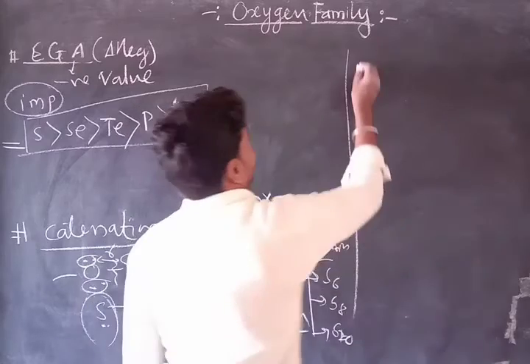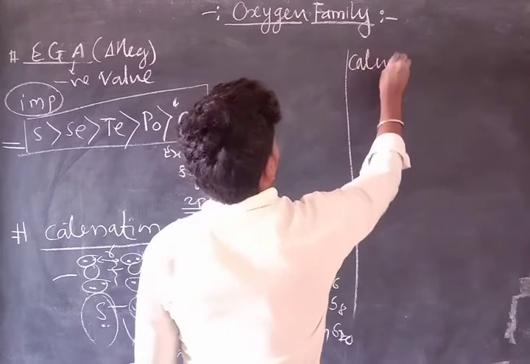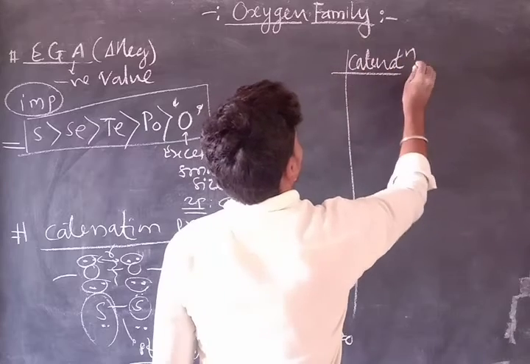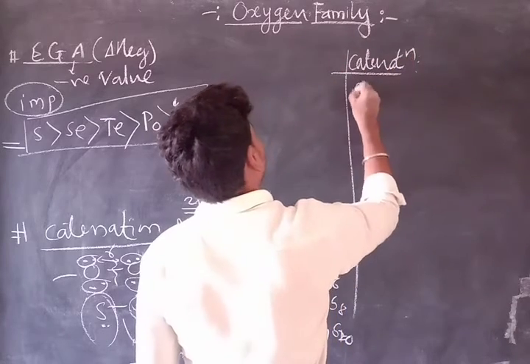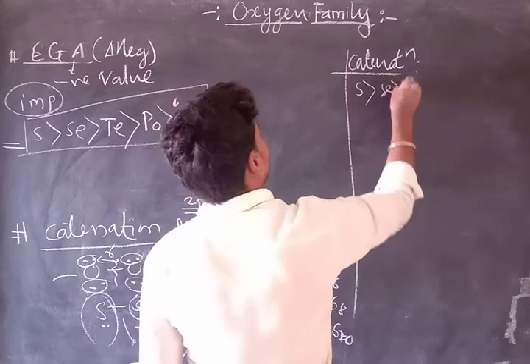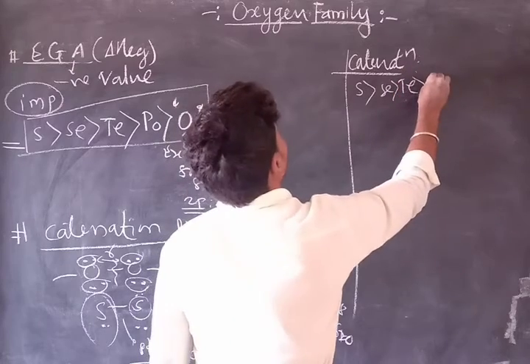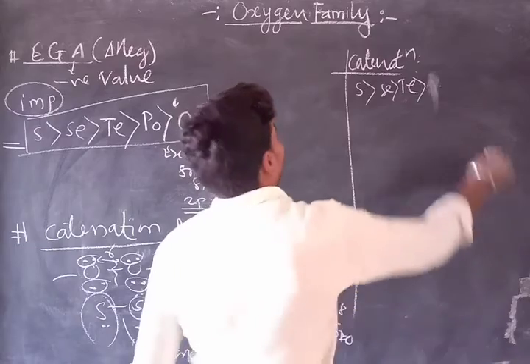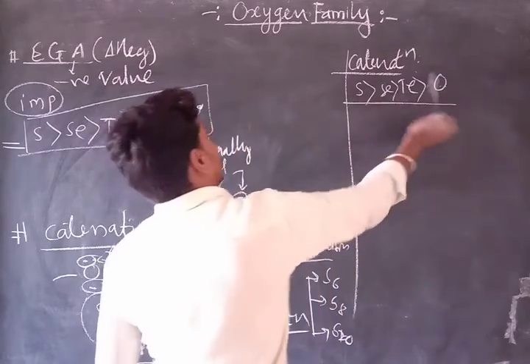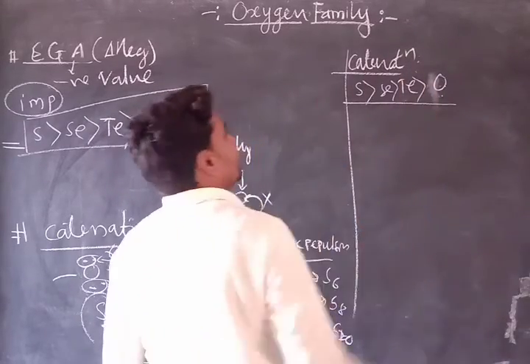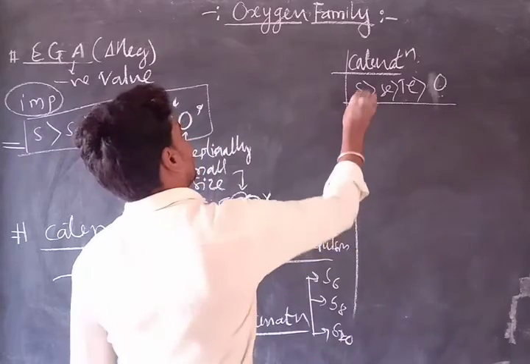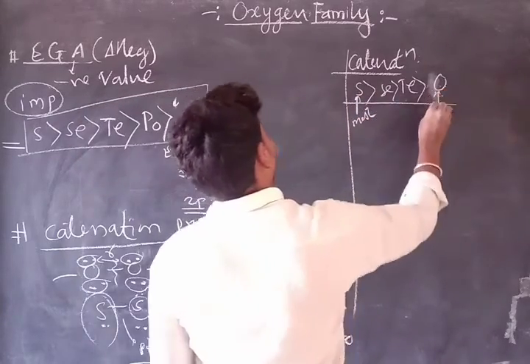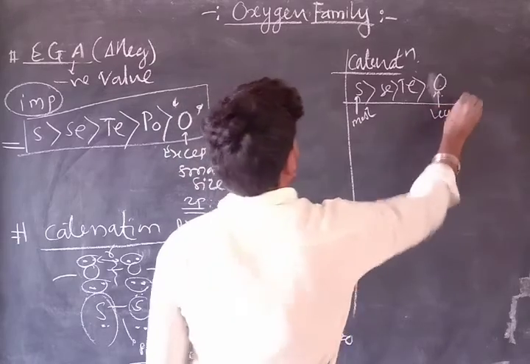So here I can simply write down the catenation tendency of the oxygen family. The most is sulfur, then selenium, then tellurium, and polonium doesn't have catenation property because it is a metal. And at the last it is oxygen. So remember, oxygen is at the last: sulfur has the most catenation property and oxygen has the least.